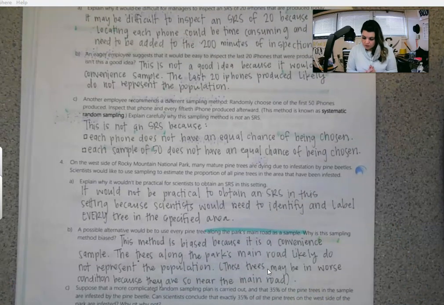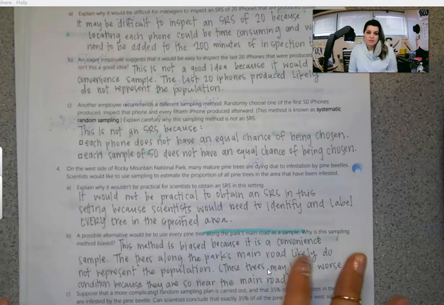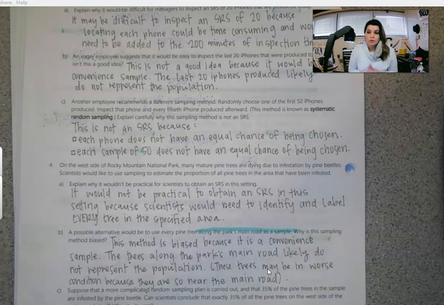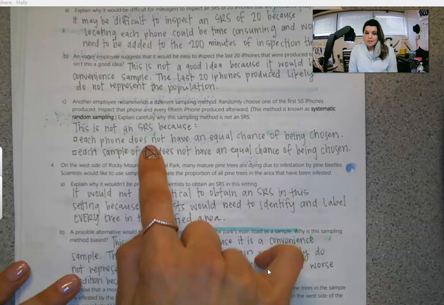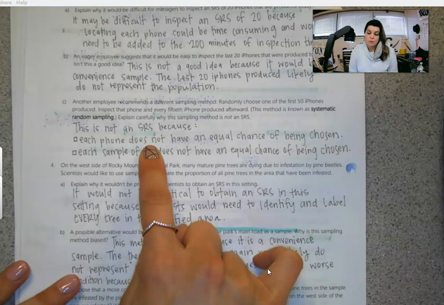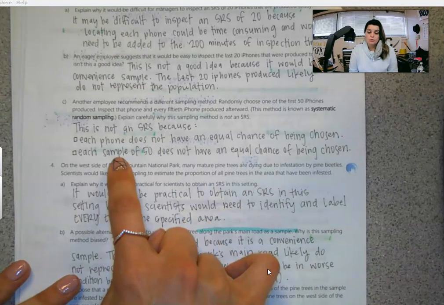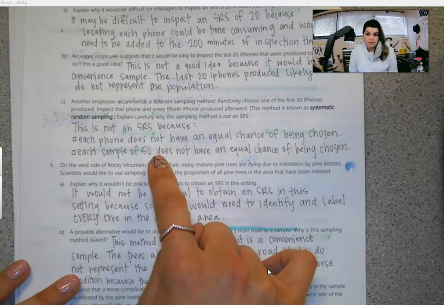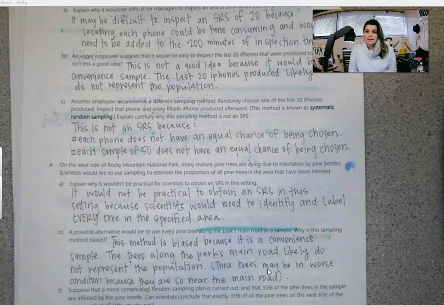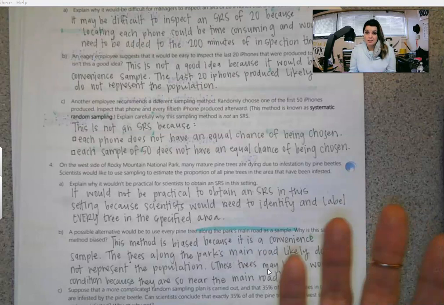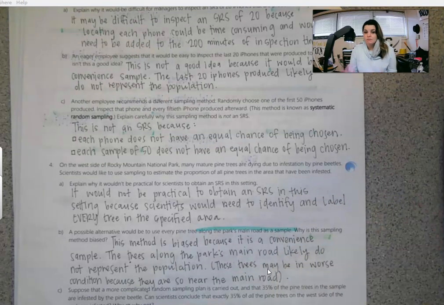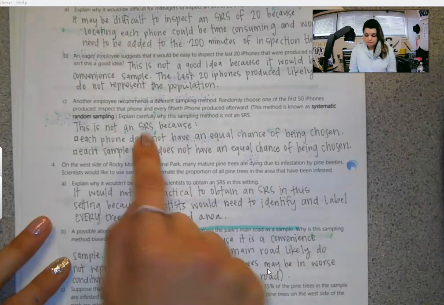C, explain why a systematic sample is not a simple random sample. Well, there's two reasons. One, each phone does not have an equal chance of being chosen. And two, that means each sample of 50 does not have an equal chance of being chosen. For it to be an SRS, if there's 100 people in your population, each person needs to have a chance of 1 out of 100 of being selected. If you don't have that, you can't call it an SRS.